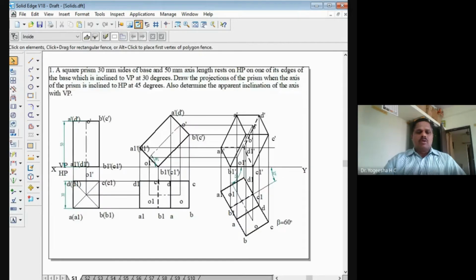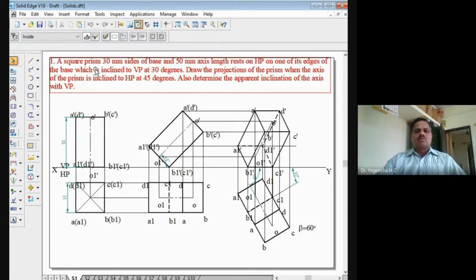In the previous class, we solved two types of square prism problems. One is a square prism wherein it is resting with one of its base edges on HP, and that same base edge is inclined to VP at 30 degree, and the axis is inclined to HP by 45 degree. So in case of solids, you must note that there will be three conditions. One is what type of solid it is, whether it is a prism, a pyramid, or a special kind of solid. You have to note that down.